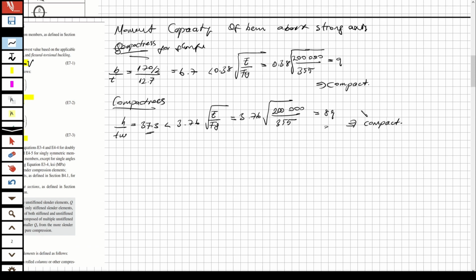So let's calculate the yielding behavior. For yielding behavior, MP is equal to the plastic section modulus at X multiplied by Fy, so 1019 multiplied by 10 to the power 3 and multiplied by 355 multiplied by 10 to the power minus 6. And this is equal to 361.7 kilonewton meter as the yielding moment.